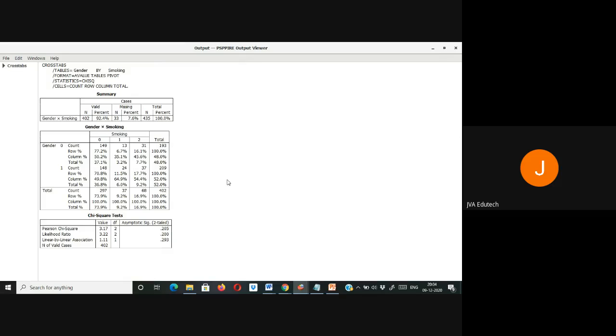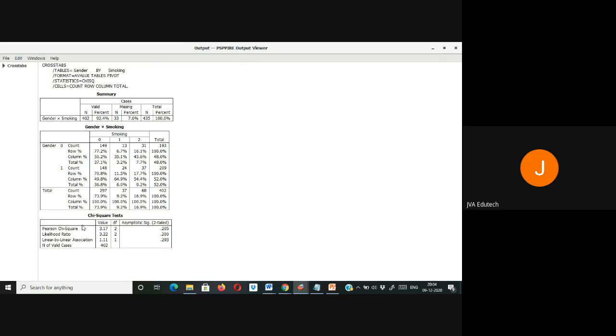Now, just go for this. What is the value of the test statistic in this case? Pearson chi-square value is 3.17. Yes, sir. Okay. What will be the degree of freedom in this case? 2. Where is this 2 coming from?